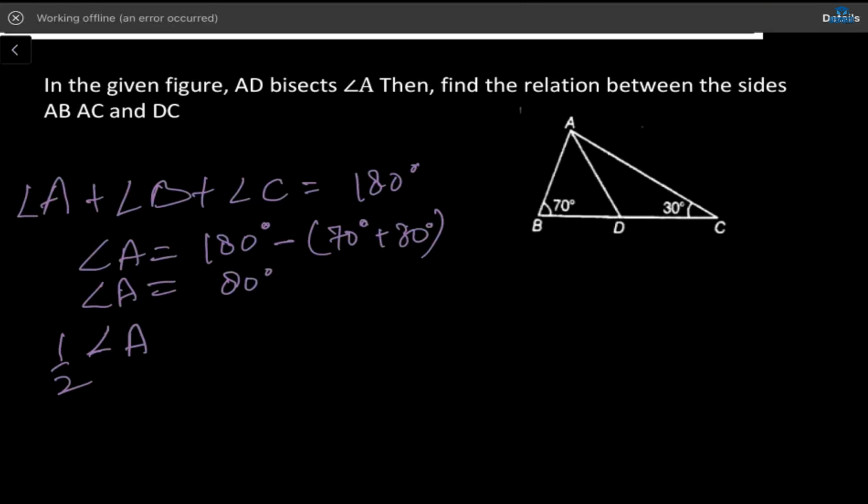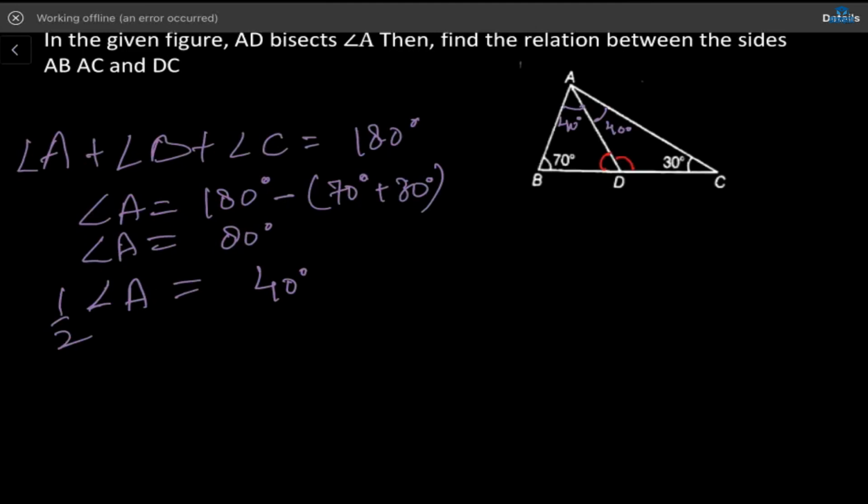So what will be the value of half of the angle? That will be 40 degrees. Yes, this will be 40 degrees, and this will also be 40 degrees. Now you can find out the value of this angle and this angle. Yes. Now I can write here, in triangle ABD.